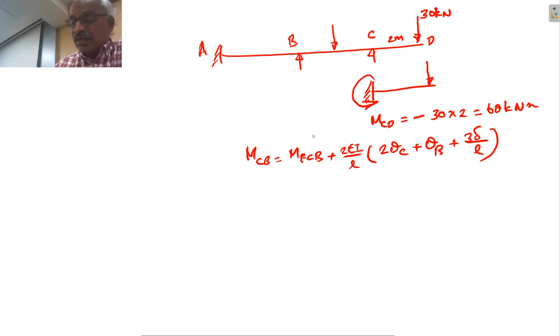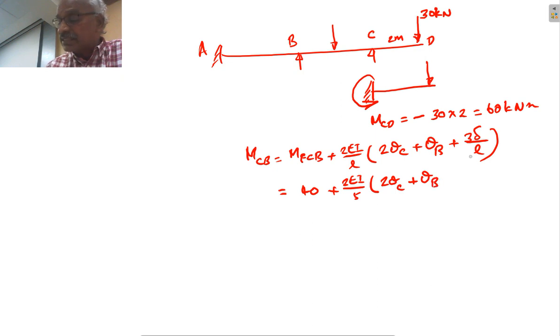For substituting, let us call whatever may be the value, let us call this M of CB, say some 40 plus 2 EI by L, L we will call it say 5 meters, into 2 theta C plus theta B. Let us say delta equal to 0. Therefore this equation will be your equation number 4. MAB equation 1, BA equation 2, BC equation 3, CB equation 4. So this will be your equation 4. Other things you know, right?